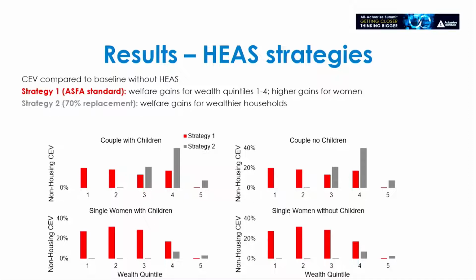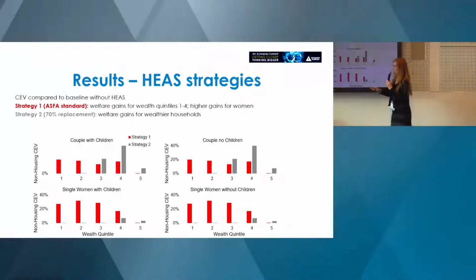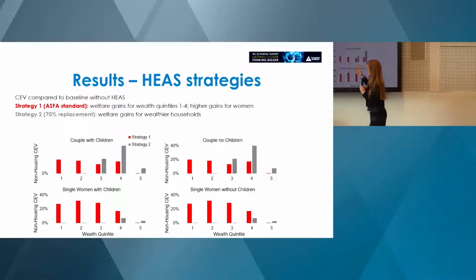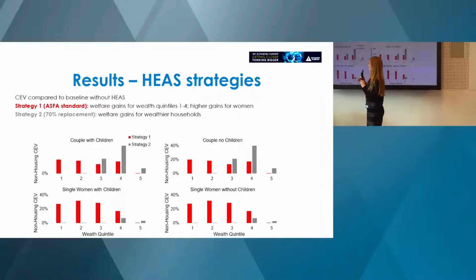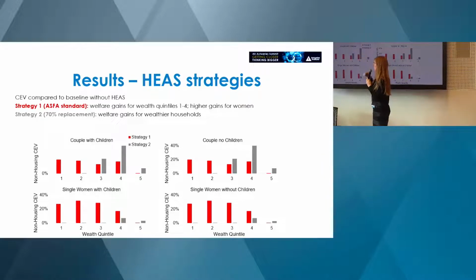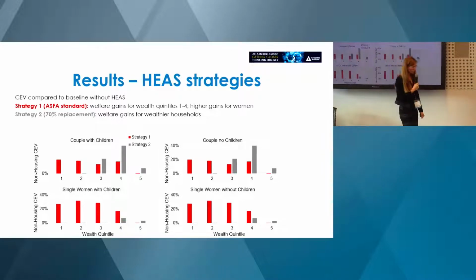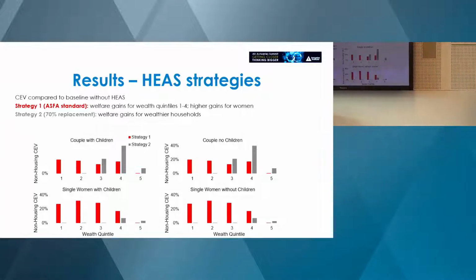Still, the 70% replacement rate strategy is not so attractive for the low income, low wealth quintiles, because they often just fall back on the age pension, and so it doesn't make such a big difference to them to use this. So they would probably prefer just to go with the age pension instead of the 70% replacement rate.